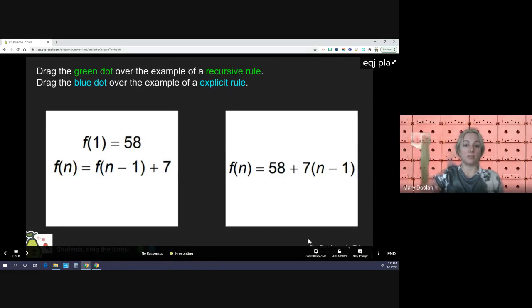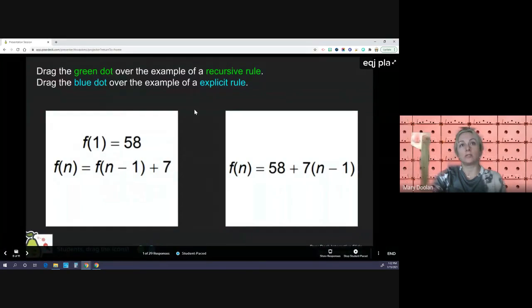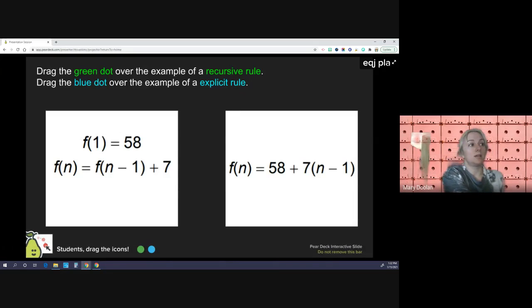They give us the same results. Okay, so with all of that, I'm going to put you on the student pace mode for just a second, because you may want to go back to the definitions. You have two dots, a green dot and a blue dot. I want you to drag the green dot over the example of a recursive rule. One of these white boxes has an example of a recursive rule. And then I want you to drag the blue dot over the example of the explicit rule. One of these has the explicit rule. You can go back to the vocabulary, or even go back just a slide and see what those rules look like on the last slide.